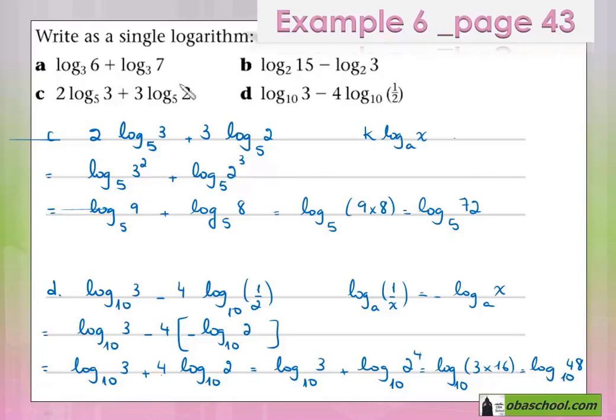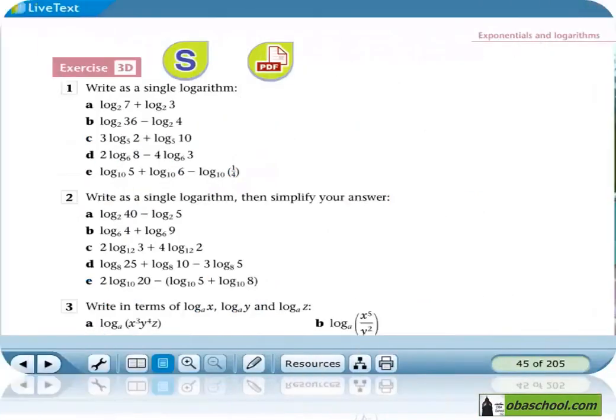And this is basically how we have solved all 4 examples, writing it as a single logarithm using the different rules that we have learned previously in the previous tutorials. Make sure that you can figure out which rule to use in every single example. Now, to get even more practice, go ahead on page 45, exercise 3D, part 1, where you have some examples that you can solve. Also here in part 2, you can write them as a single logarithm, then simplify your answer. Make sure you solve these examples in order to get to know how to solve them.